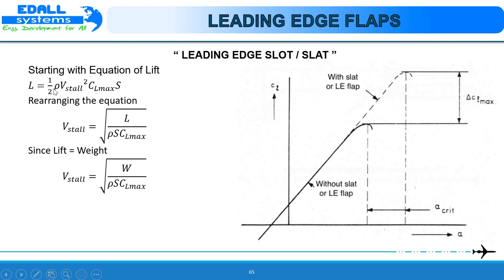We know that lift is equal to half rho V stall squared CL max into S. Rearranging the equation, we get V stall is equal to root of L by rho S CL max. Since lift is equal to weight, we replace L by W. So we get V stall is equal to root of W by rho S CL max, which says that as CL max increases, the V stall decreases. Hence, we have proved.